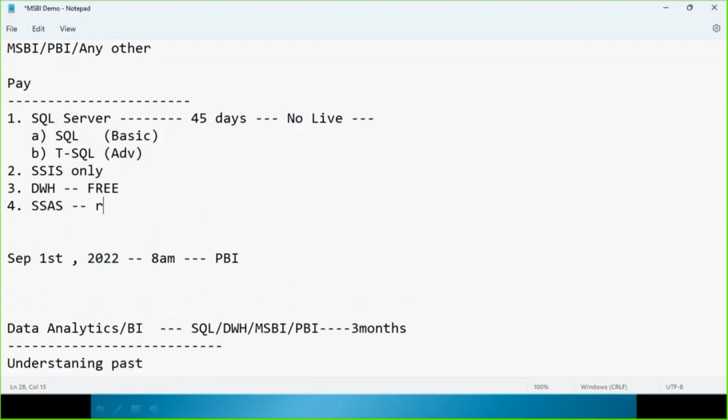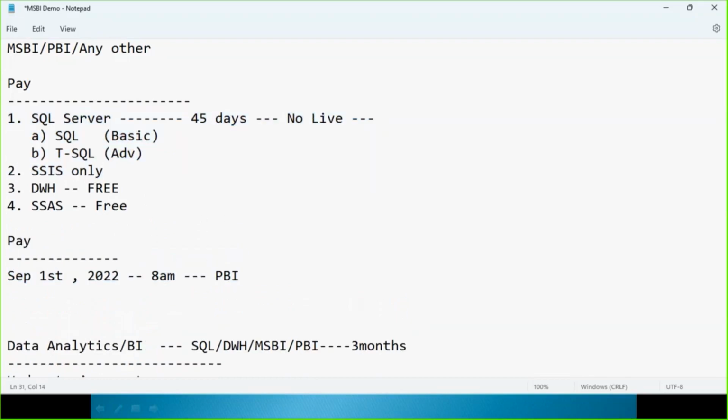You need not be worried about anything. You only have to make the payment, and for Power BI, whenever the batch starts, you have to make the payment for that separately. That's it. So all of them will get covered. The data analytics course will be done within 3 months.